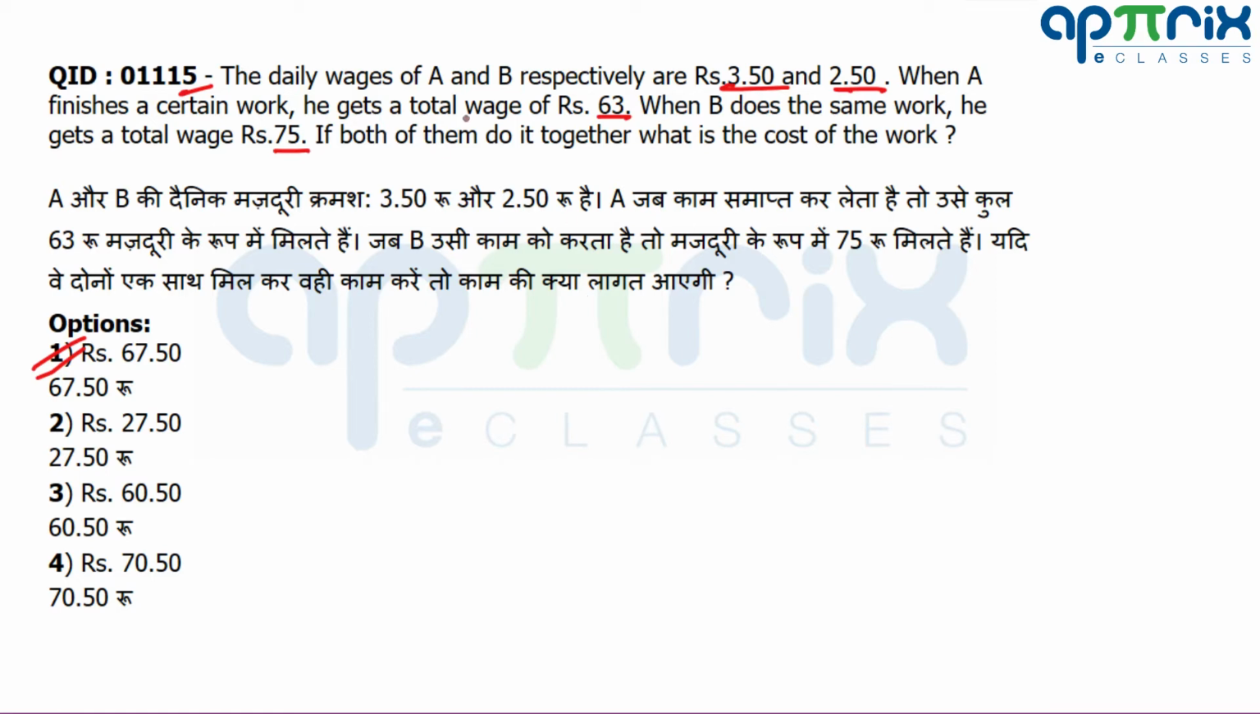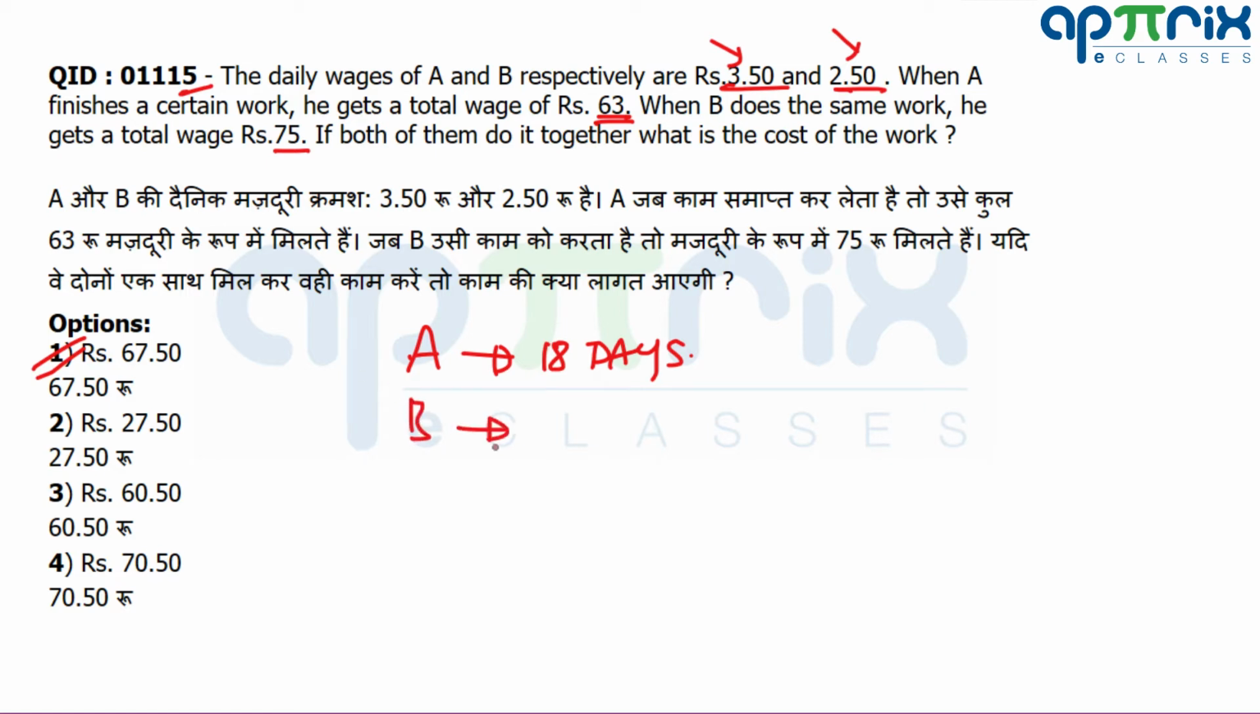Let's understand what this question is all about. It says these are the respective rates. That means what they get, or is the daily wages, right? You can clearly see that A gets 63 rupees if he completes a particular work, while he gets 3.5 rupees per day. You can quickly calculate how many days A is taking to complete the work. So I think you should not have any confusion that A is taking 18 days, because in 18 days he will be getting this much amount of remuneration or the total wage.